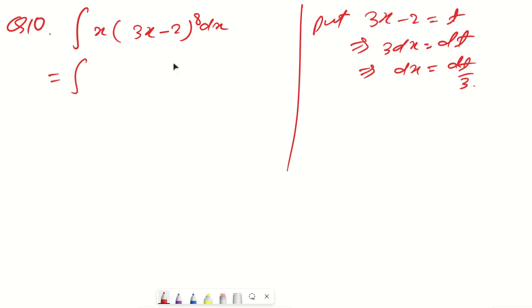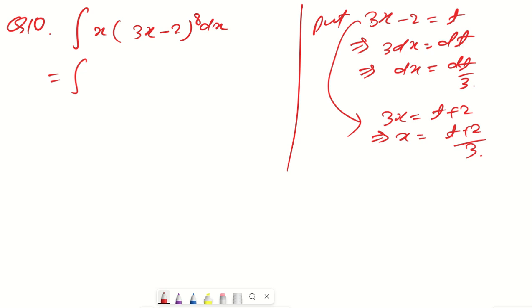Now the problem that we are going to face is this extra x that is available with me, right? So this extra x can be replaced how? We can find that value from here, right? 3x is equal to t plus 2. So from there we get x is equal to t plus 2 by 3. So now I can write it down as t plus 2 by 3 multiplied by t to the power 8, and dx was dt by 3.